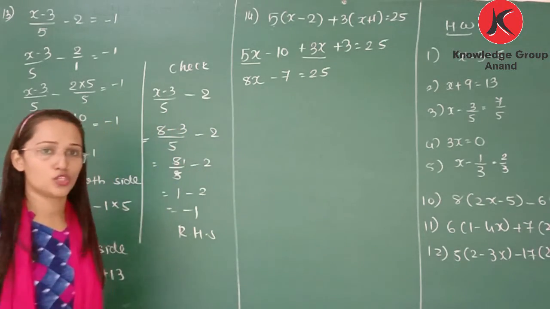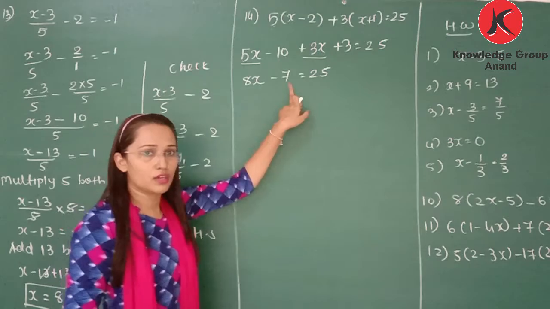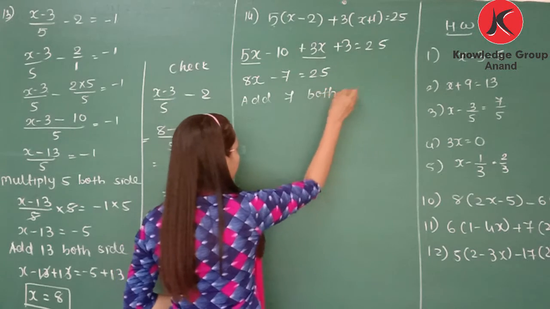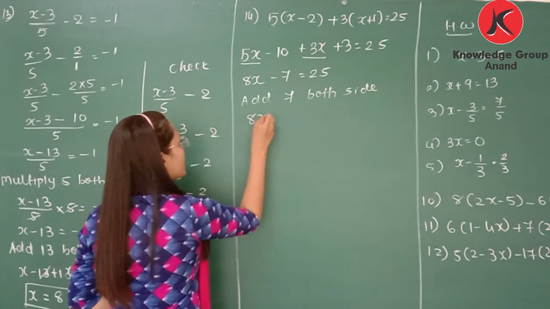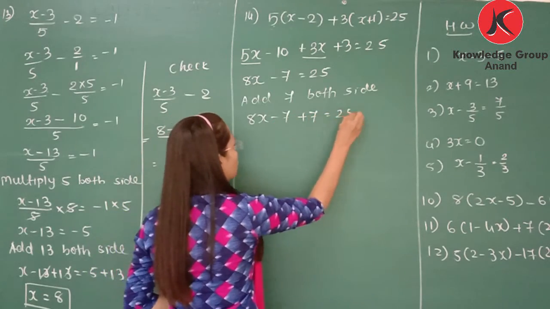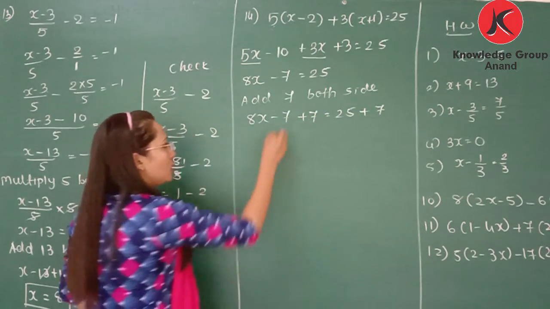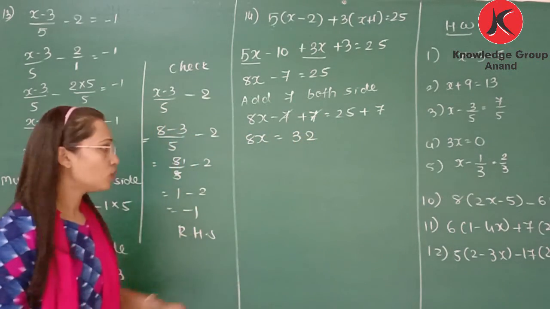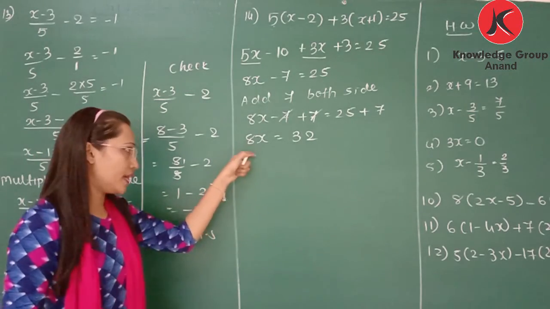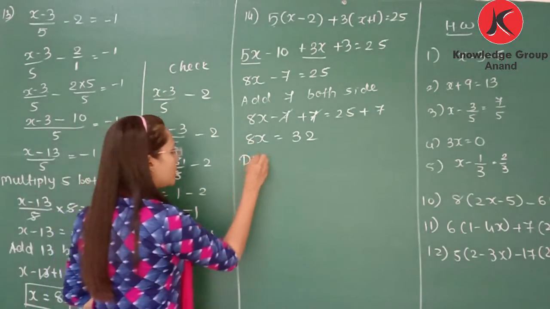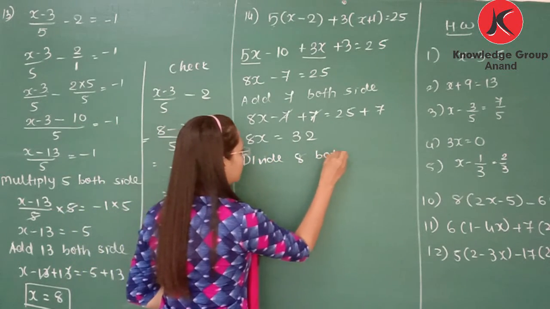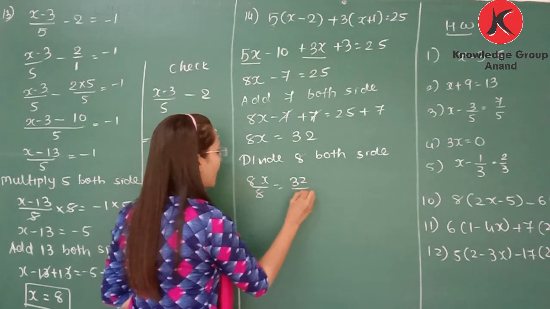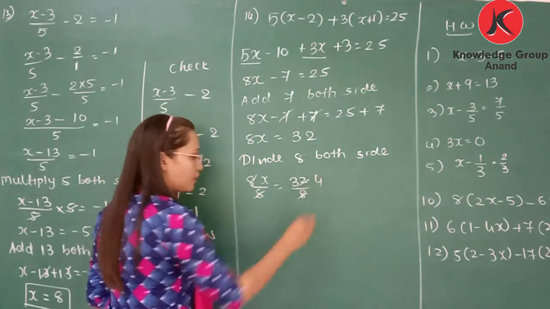Now we get the simplified equation. So here to remove this minus 7, add 7 to both sides. We will get 8x minus 7 plus 7 is equal to 25 plus 7. Minus 7 plus 7 will be cancelled. So it is 8x is equal to 32. Now we need to remove this 8. 8 is in multiplication, so we divide by 8 on both sides. So we can write 8x by 8 is equal to 32 by 8. 8 cancels. 8 4s are 32.